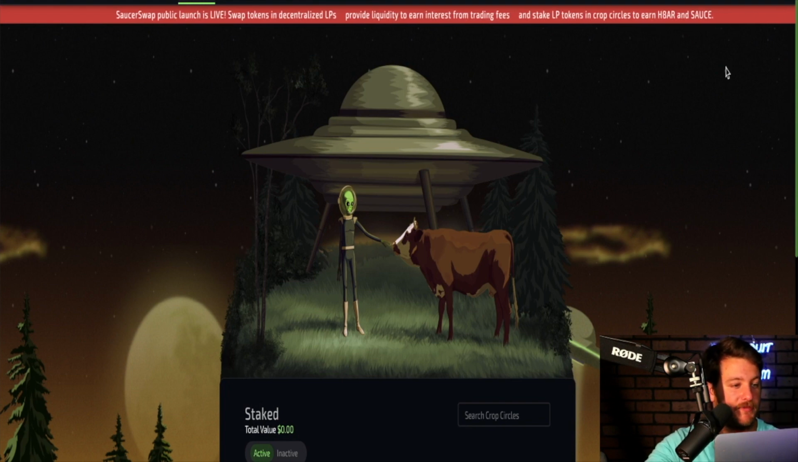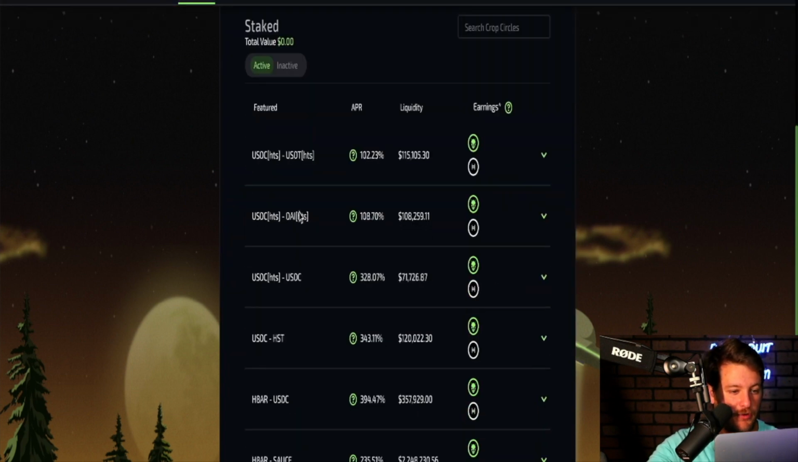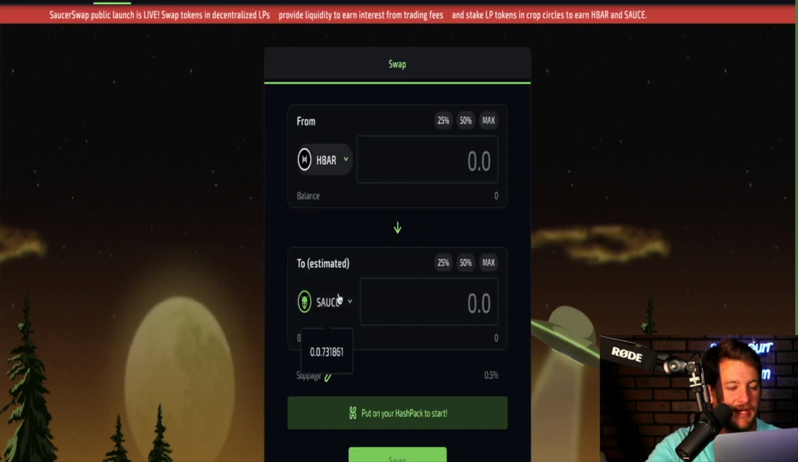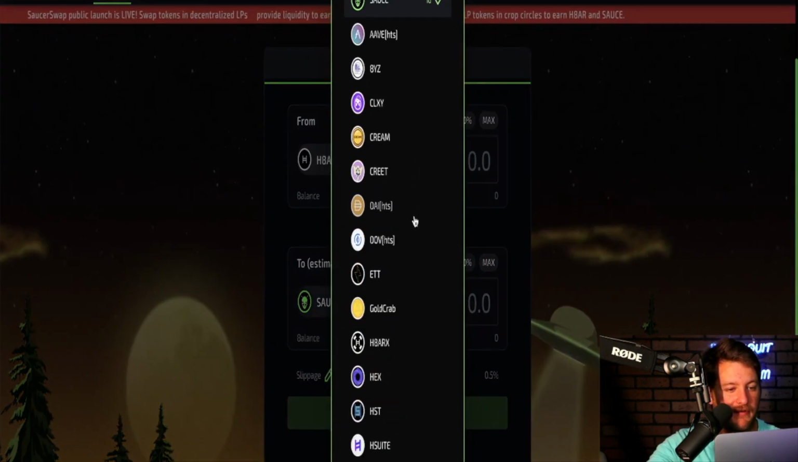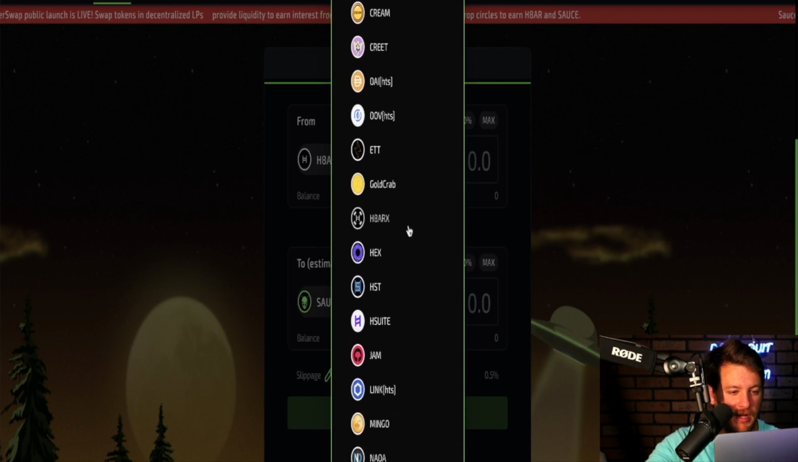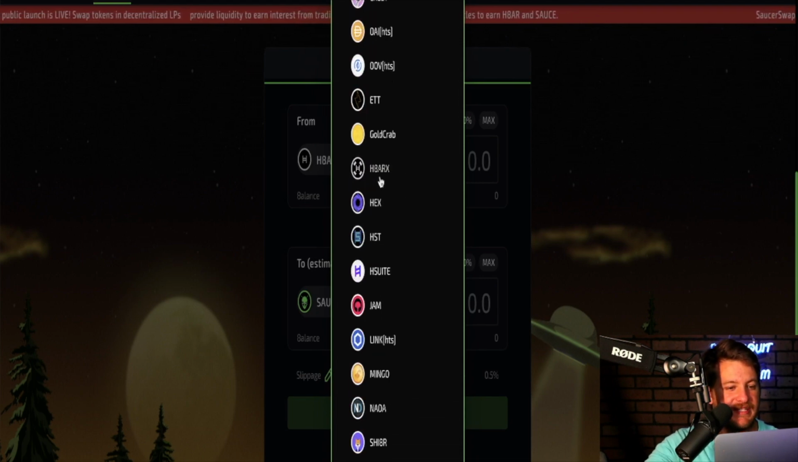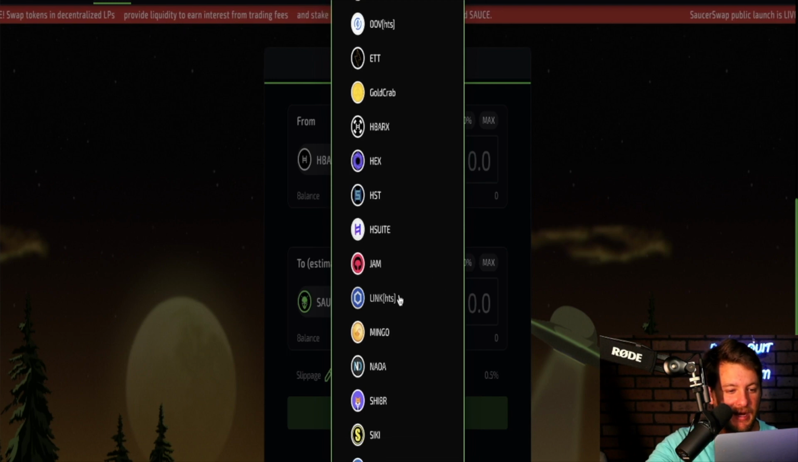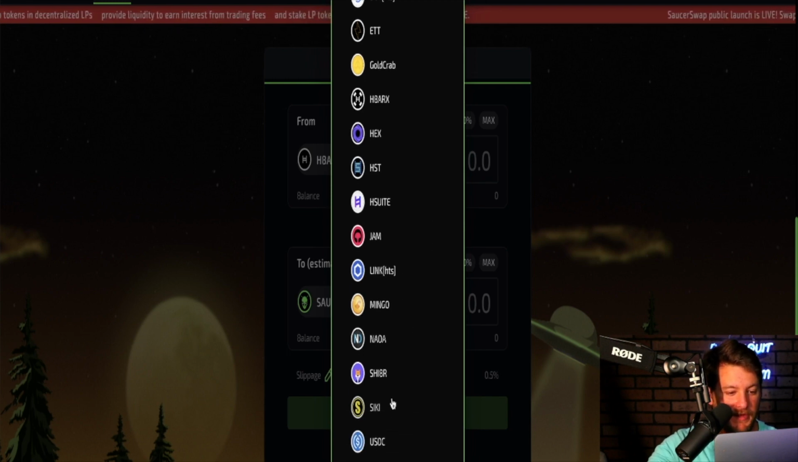So, SaucerSwap. All right, look, this is really cool. You can swap tokens. Look at all these tokens that they already have on there: AVAX, DAO, HBARX, which is the Stader token. So you can provide liquidity to move from HBAR to HBARX. That's pretty cool. HEX, I mean, LINK, some big ones, USDC, USDT, Wrapped Bitcoin, Wrapped ETH, and Wrapped Matic. So pretty dang cool.